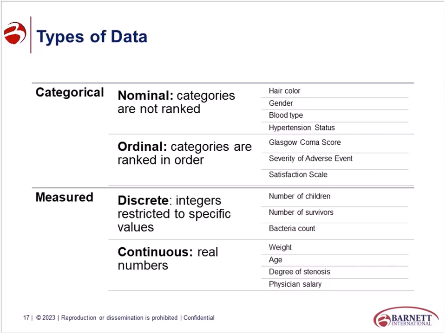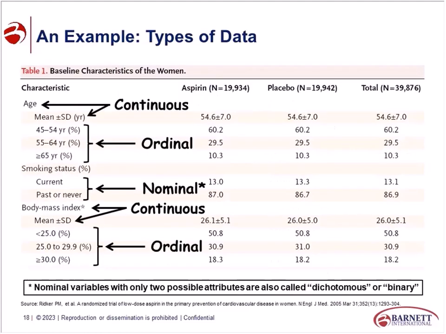The last one here, what we're most familiar with, is continuous data, which are real numbers. They actually do allow decimals: average weight, average age, average degree of stenosis, meaning narrowing of the artery, and of course physician salary. Yes, they all have dollars and cents, and therefore decimals are allowed, so it's a continuous variable. Now, here's an example, just sort of mapping out these definitions onto reported data. So we have age. Now, if I said, well, we're going to ask every patient who enrolls in a clinical trial their age, is it continuous or can it be something else?